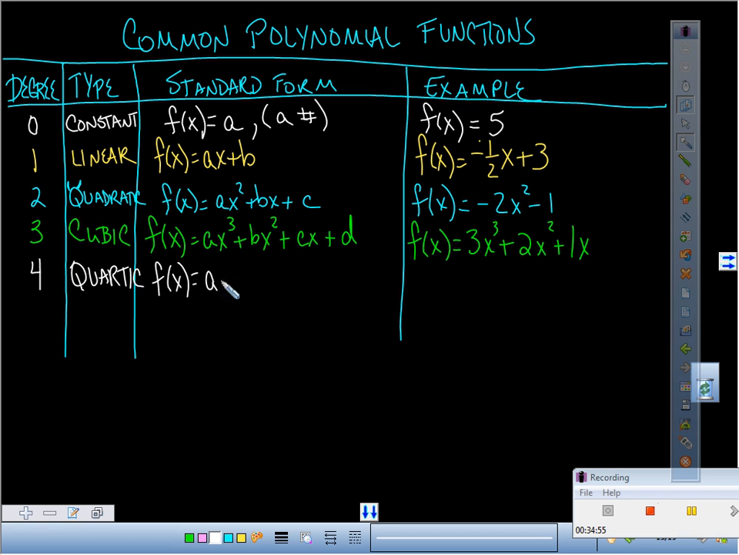So, ax to the fourth plus bx to the third plus cx to the second plus dx plus e. I was just seeing if y'all were paying attention. Okay? So, what's this going to be? f of x is equal to x to the fourth.